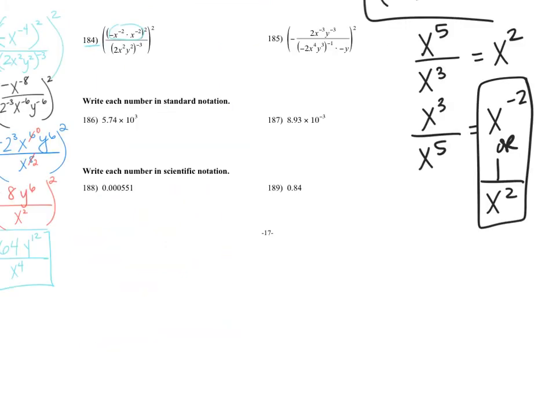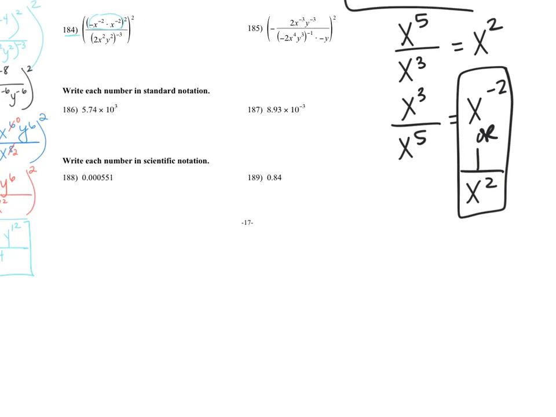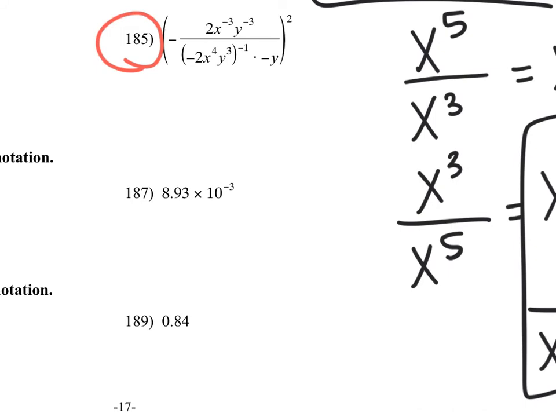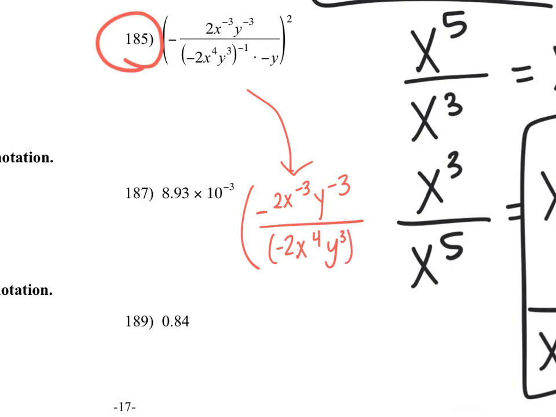Okay, let's try to do one more. I'm going to do number 185, which is right here. And I'm actually going to bring this down. So I have a negative 2x to the negative third, y to the negative 3, all over parentheses negative 2x to the 4th, y to the 3rd to the negative 1 times negative 1.